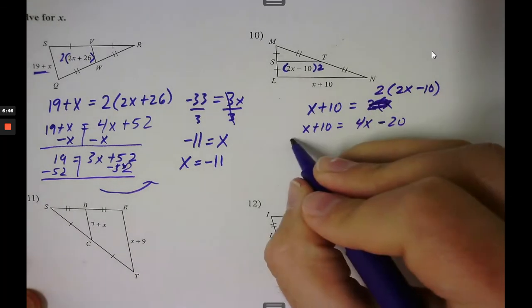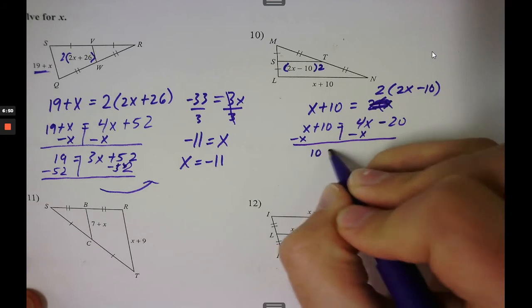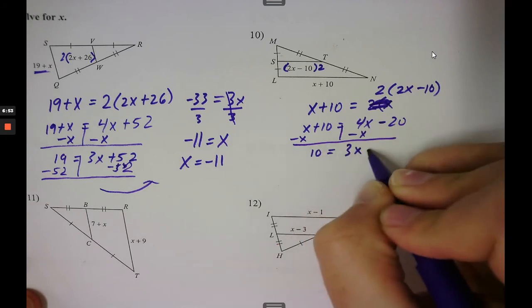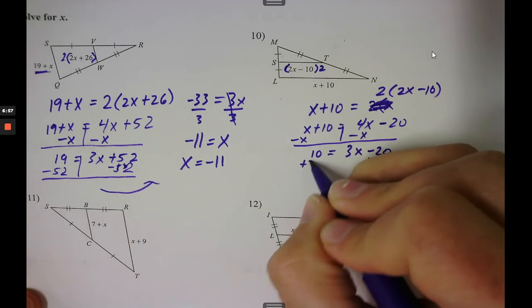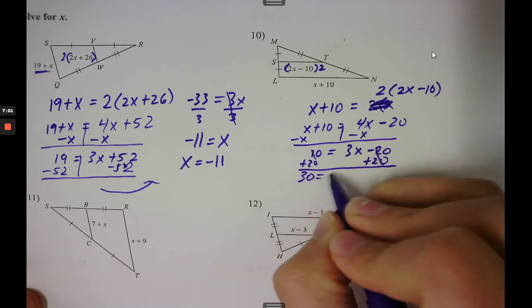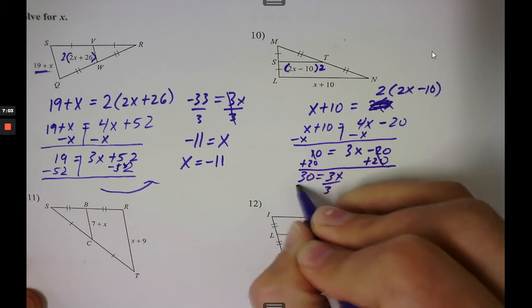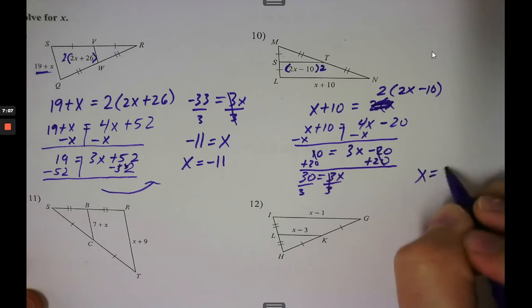I'm going to subtract x on both sides, leaving me with 10 equals 3x minus 20. Add 20 to both sides, leaving me with 30 equals 3x, divide by 3, and I get x equals 10.